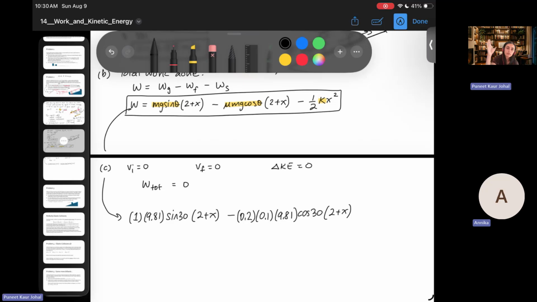Yeah, 2 plus x, because it's moving beyond the 2, so we have to account for the entire distance. Put all that equal to 0. Let's see what that is. Then you would have 4.905 times 2, 9.81 plus 4.905x.